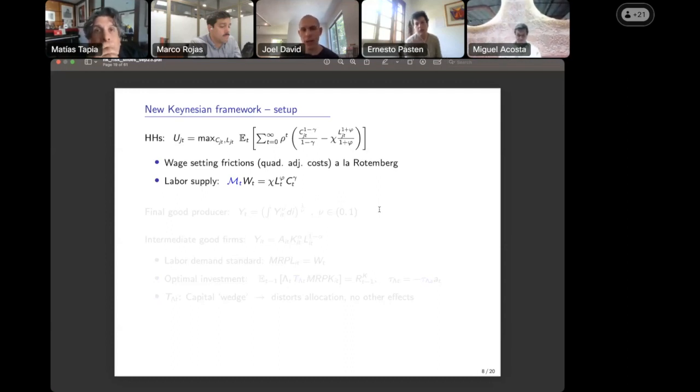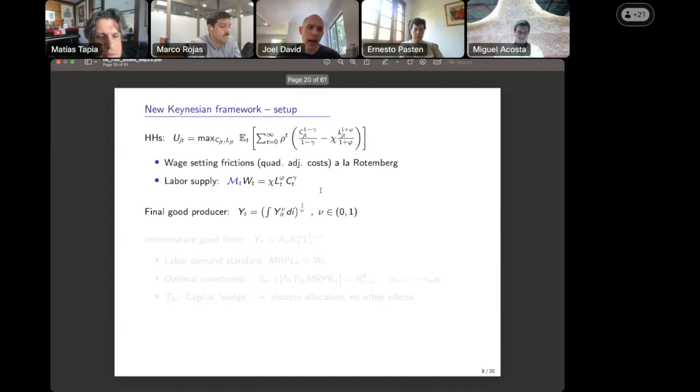Now they have CRRA preferences over consumption and leisure. So very standard utility function. There's going to be a wage setting friction: quadratic adjustment costs of changing wages. That's going to lead to a labor supply condition where the real wage equals the marginal rate of substitution between consumption and leisure, but is distorted by this blue fancy M_t, which is basically a markup of the wage over the marginal rate of substitution. This is a standard New Keynesian setup with sticky wages.